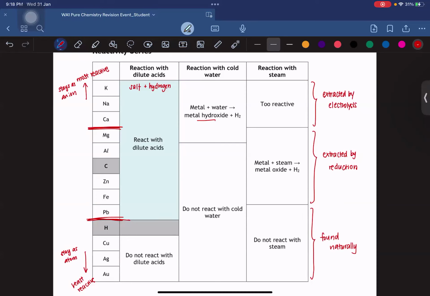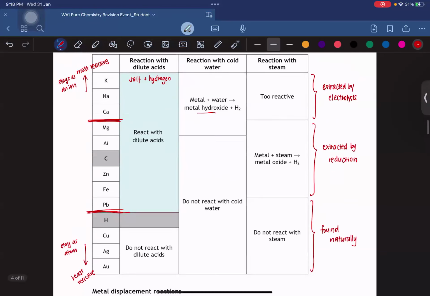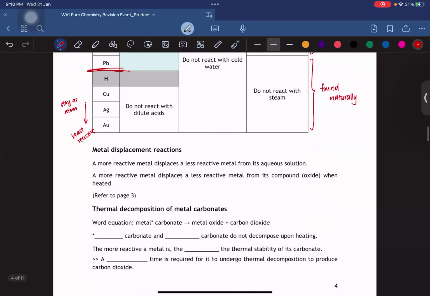Now, just like halogens, your metals undergo displacement. All right? So the more reactive metals will always displace the least reactive metal from its aqueous solution. Clear? That's one thing you need to remember for metals, huh?